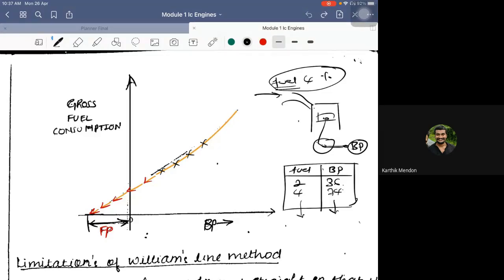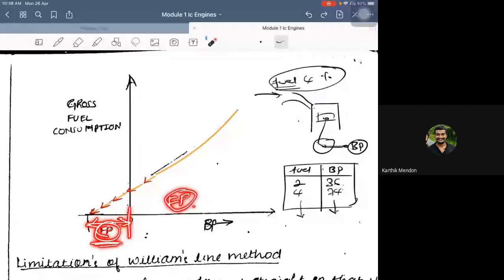Once you have joined that particular graph, you have to proceed this particular line, which is a curved line, backward like this. You have to produce it backward till it cuts the x-axis. Now we mark the point where it has cut the x-axis, on the negative side of the x-axis from the zero line. Whatever the value will be there, that is nothing but the value of the frictional power. So this is how you calculate it using the Williams-Lines method.